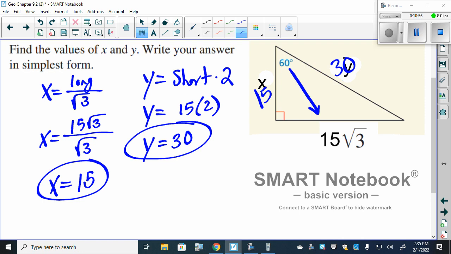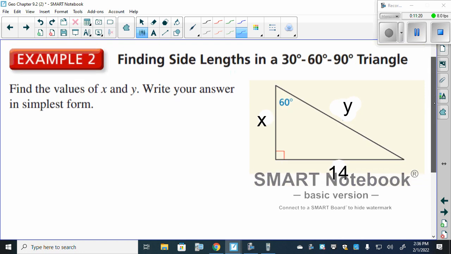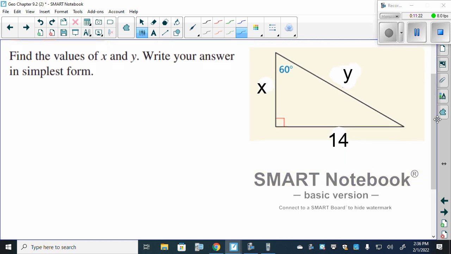And all of these that we're using are all for our 30, 60, 90 special right triangles. Any questions on either one of these? All right, let's look at this next one here.